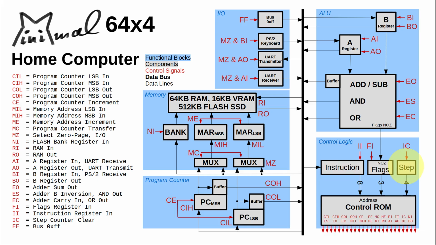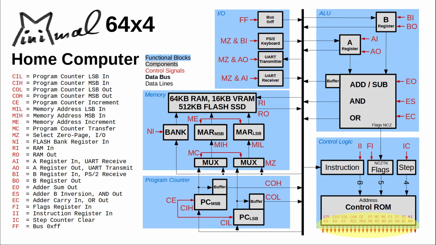A 4-bit step counter keeps track of the microstep of the current instruction. At the end of an instruction, this counter is reset to 0 with IC for instruction step clear. Upon FI, the state of the 3 ALU flags, negative, carry and 0, as well as the data ready flags of the UART and PS2 registers are being sampled. The step counter, together with the instruction and flag register, form a 17-bit address input to the 3 control ROMs. Each control ROM outputs 8 control signals, again shown in red, together forming a 24-bit wide control word.